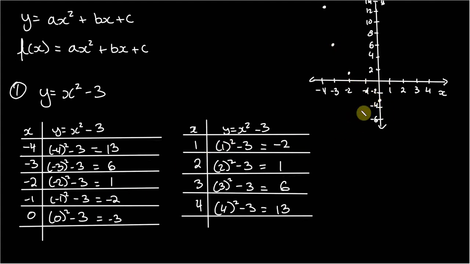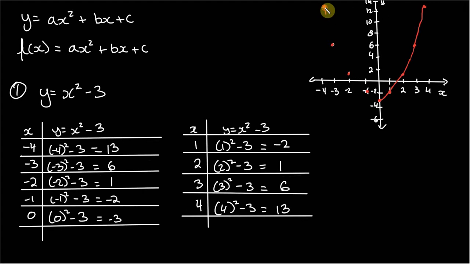And now when x is 1, y is negative 2. And maybe I'll mark the points in red so it's a bit easier to see, like so. When x is 2, y is 1, so again it's going to be right there. When x is 3, y is 6, so it's going to be right there. And when x is 4, y is 13. It's going to be somewhere right there. And so when I draw this, it's going to look something like this.